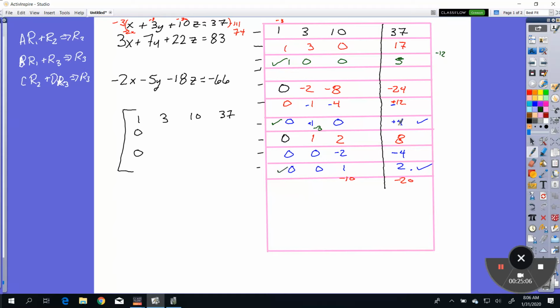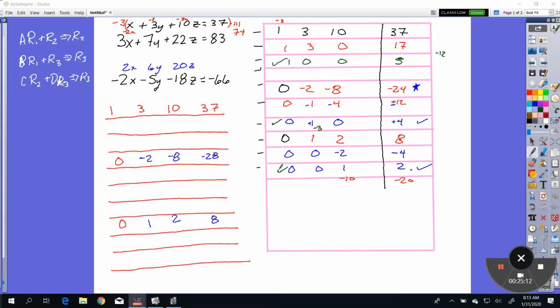This 4 is supposed to be a 3. So I'll find where I messed up and that'll change this. So I found my mistake. I was hurrying to do this and I did it in my head. Negative 111 plus 74 is not 24, it's 28. So anyways, that's where the mistake was made. By hurrying to take this top row and multiply it by 2, you get 2x, 6y, 20z, 74. And that's how I get these blue 1, 2, 8s right here.